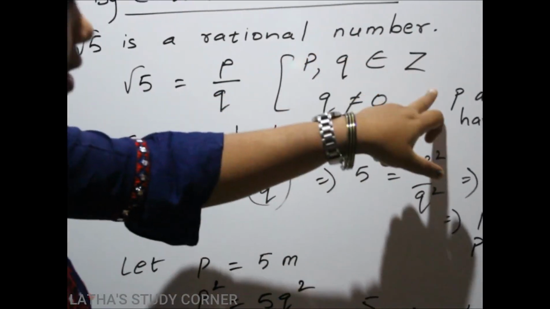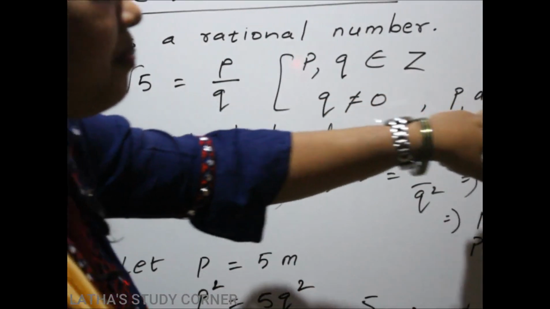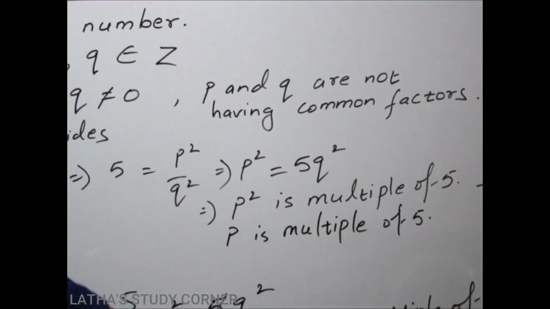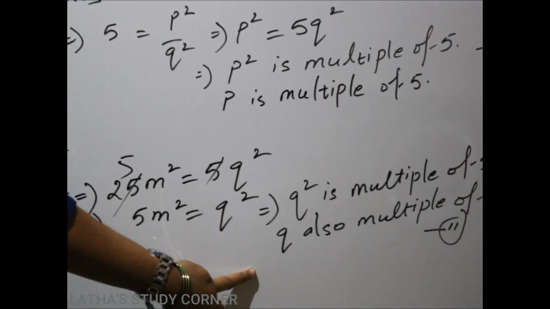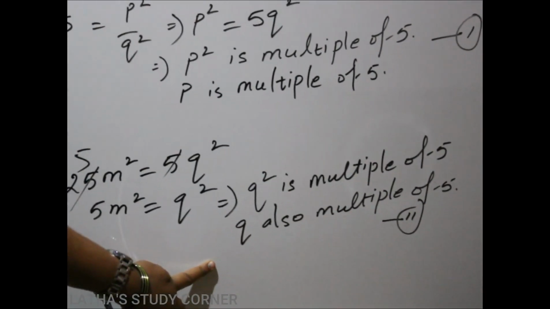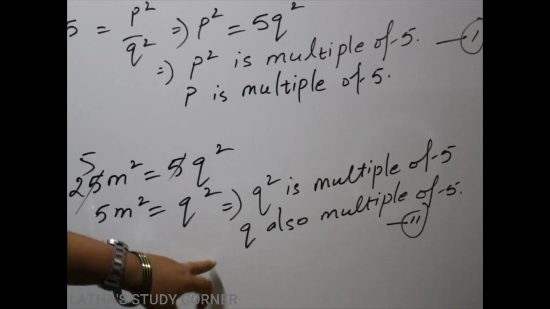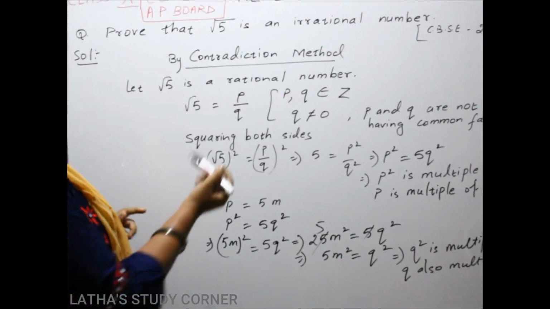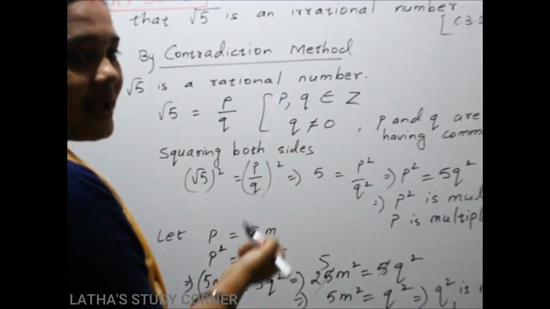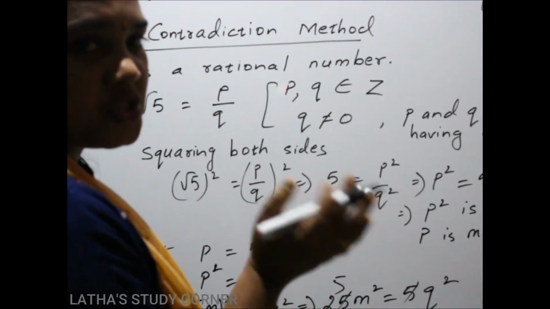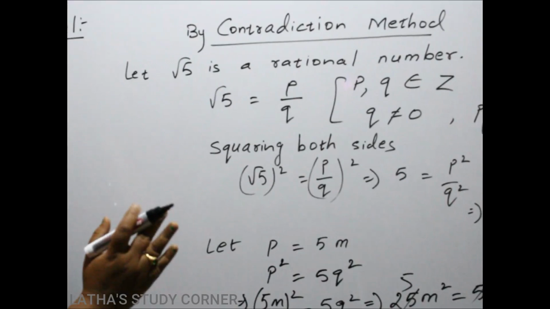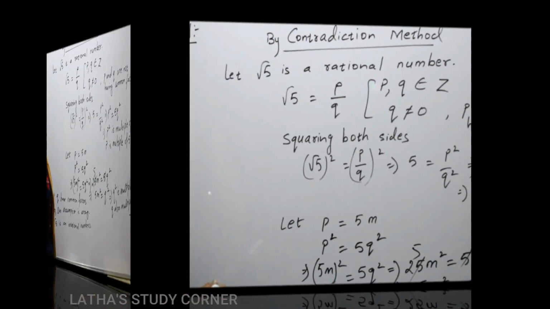P and Q both are integers, Q is not 0, and P and Q do not have common factors. But here, as P and Q both are multiples of 5, it means P and Q both have common factors. It means our assumption is wrong. What did we assume? We assumed that root 5 is a rational number. So our assumption is wrong. Root 5 is not a rational number. Root 5 is an irrational number.